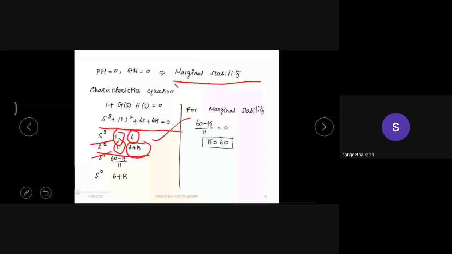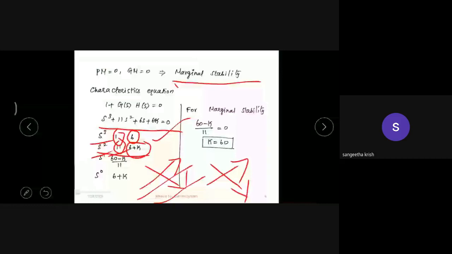Now to construct the s power 1 row, always follow this: cross multiply this and cross multiply the second term and do the subtraction. Here 11 into 6 is 66, minus 1 into (6 plus K), that is minus (6 plus K), which overall is 66 minus 6 minus K. 66 minus 6 is 60, so (60 minus K) whole divided by the first term. This is the RH row construction: 11 into 6 minus 1 into (6 plus K), divided by 11. So I am getting (60 minus K) by 11. Now similarly you can proceed for the next row.